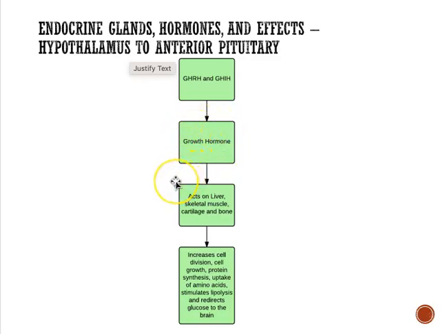This will then act on different tissues in the body, such as the liver, your muscles, cartilage, bone. And in general, the way that it acts on these different body parts is by increasing cell division, cell growth. In order for cells to divide and grow, you need protein synthesis. In order to make proteins, you need to take in amino acids. It stimulates the breakdown of fats and redirects glucose to the brain, right? So basically, growth hormone releasing hormone stimulates growth in the body, okay? Growth hormone inhibiting hormone will do the exact opposite. It basically slows down the growth.